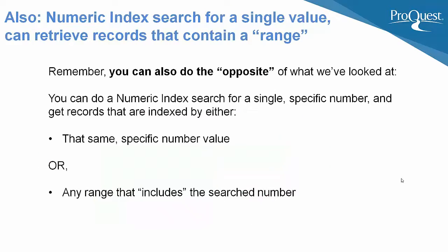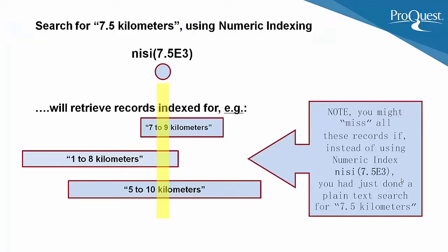Now, something else to bear in mind is that you can do the opposite of what we've been doing. We've been searching for ranges, and we have noted that sometimes those searches will retrieve records that talk about one value in the record or a range of values. But you can also do a numeric index search for a single specific number, and you will get records that either have that same number, of course, but you would also get records that talk about a range that includes that number. I think that's more easily understood with this graphic.